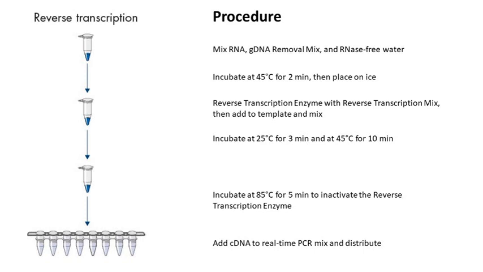Next, after you remove it from the ice, you need to add the reverse transcriptase enzyme, that is 1 microliter, and 4 microliter of reverse transcription mix. So totally 15 plus 5, you will get a final volume of 20 microliter. So this will be mixed and then incubated at 25 degrees Celsius for 3 minutes, that is the annealing temperature, and 45 degrees Celsius for 10 minutes.